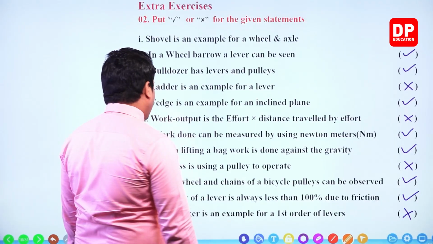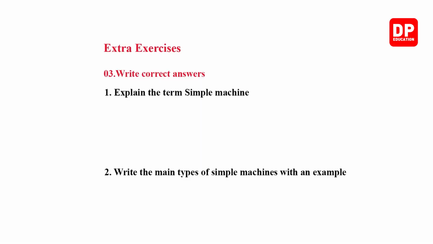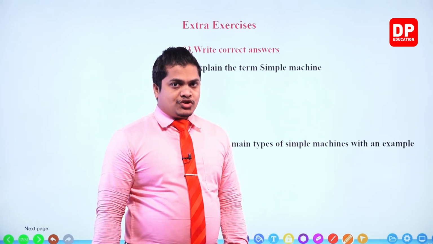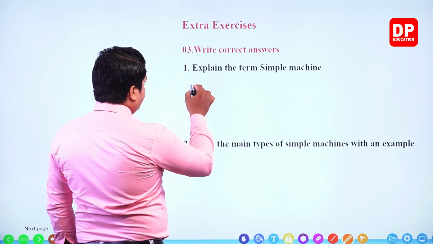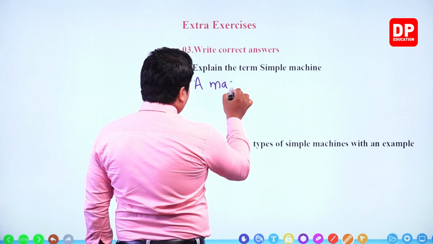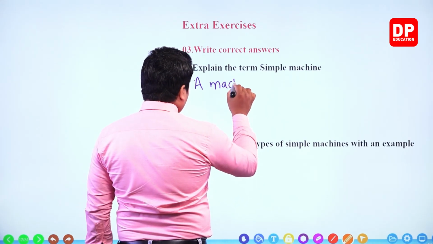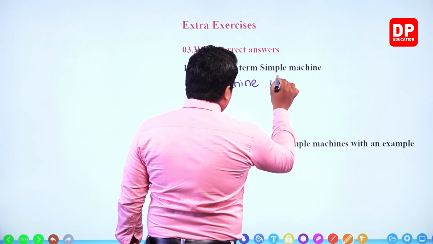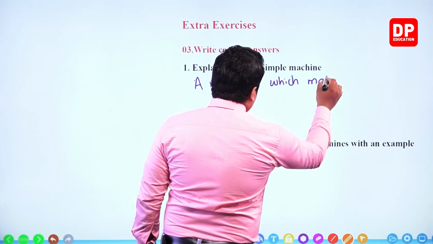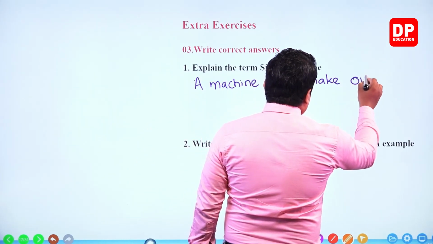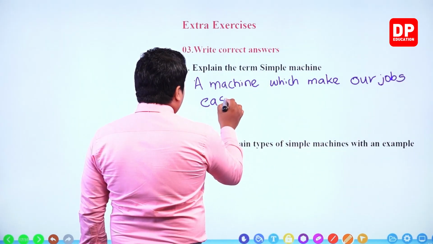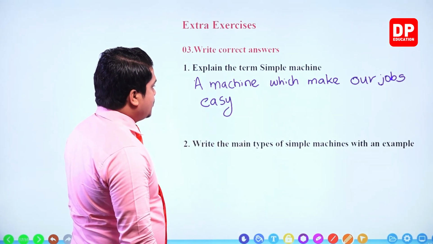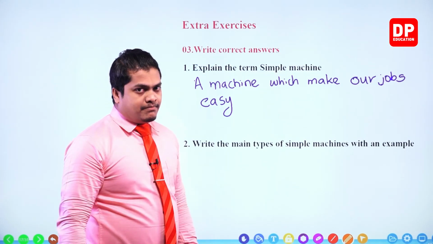Now let's head on to see the third question. You have to write down the answers in here. Explain the term simple machine. Very simple, my dear children. A simple machine is an instrument, or a thing, which makes our jobs or works easy. A machine which makes our jobs easy is referred to as a simple machine.